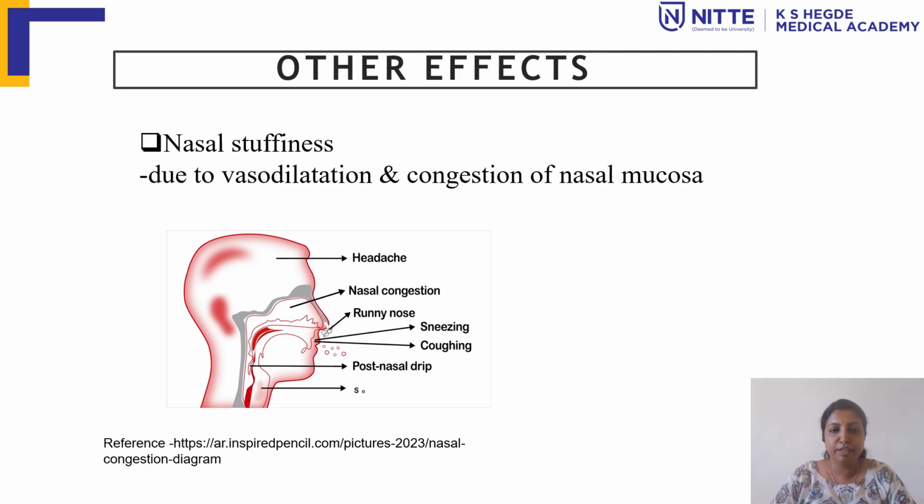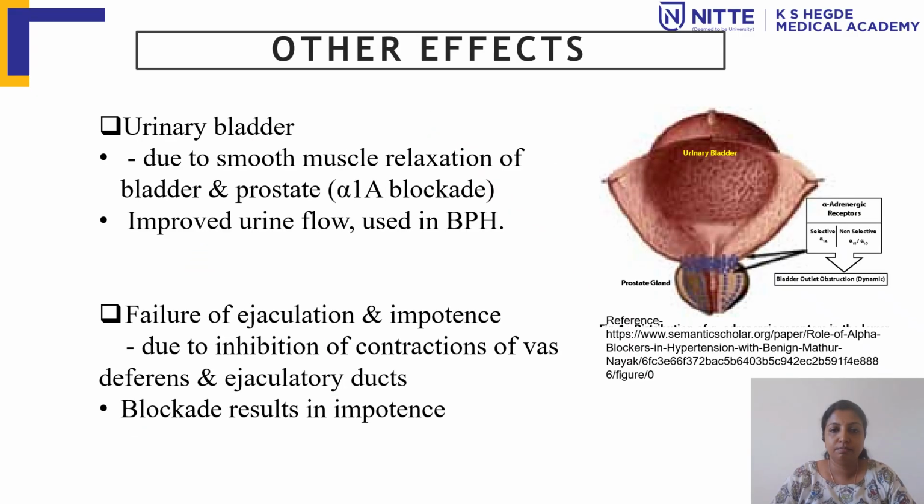Let's see the other effects of alpha blockers. On the nose, it can produce nasal stuffiness due to vasodilatation and congestion of the nasal mucosa by acting on the alpha 1 receptors in the nose. By blocking the alpha 1A receptors, which are mainly present in the bladder and the prostate, it produces smooth muscle relaxation of the bladder and prostate, which can improve the urine flow, which is highly useful in benign prostatic hypertrophy. That is the effect on the urinary bladder.